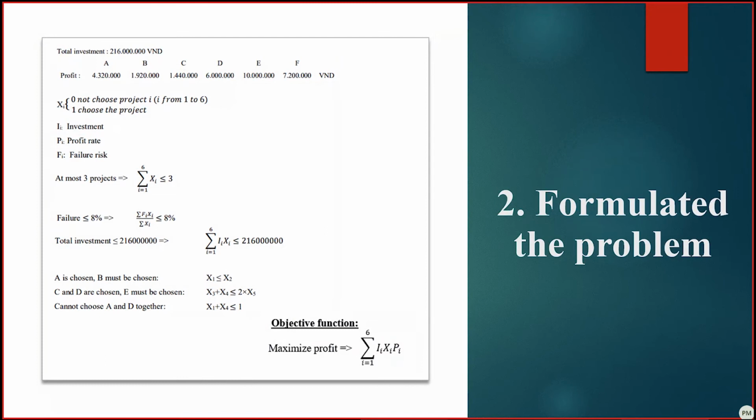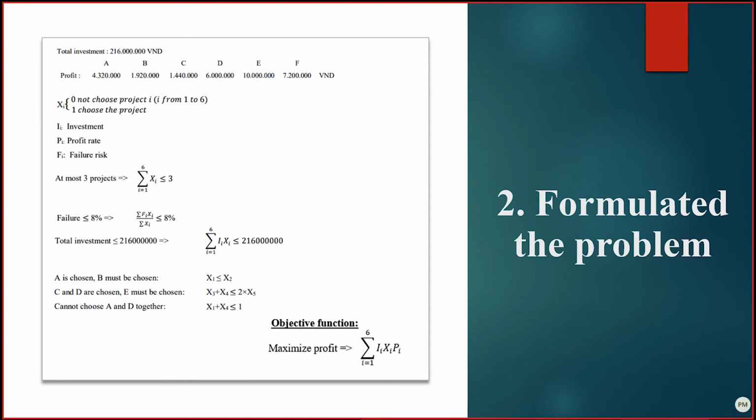For the second part, we move to formulating the problem. As the information of the problem, we have transferred it to function form. In addition, the value of the profit is calculated specifically. A is about 4.323 million, B about 1.933 million, and so on. And the total investment capacity is about 216 million.